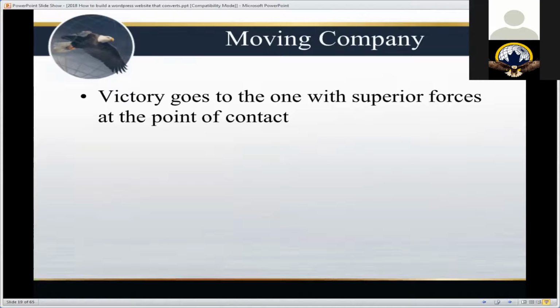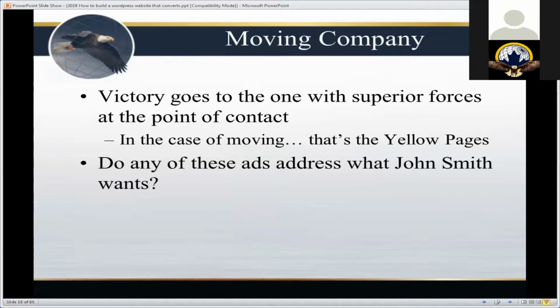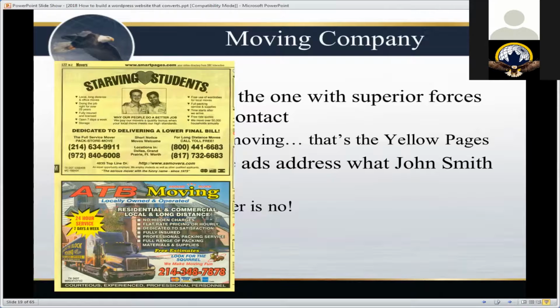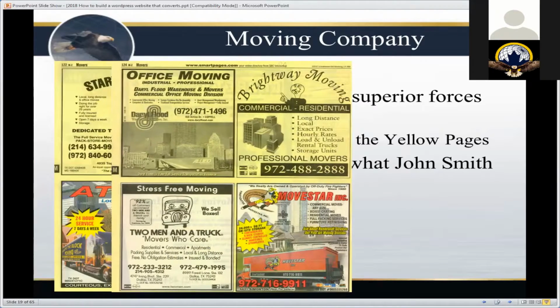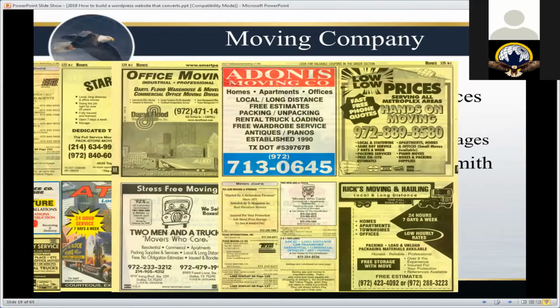So let's take a look at this. Victory goes to the one with superior forces at the point of contact. In this case, in the moving company, it's the Yellow Pages. Do these ads address what John Smith wants? The answer is no. If your WordPress site is just copying all the other WordPress sites and not using marketing mediums such as a headline, then you're just falling into the typical trap, and you're not really going to generate leads for your business. You can see, I can't tell which one is any better or worse than anyone else.